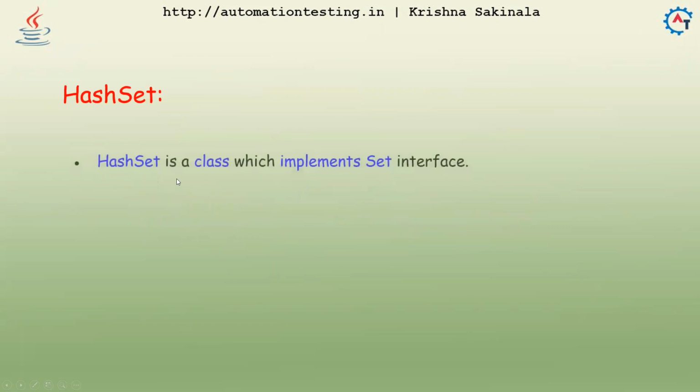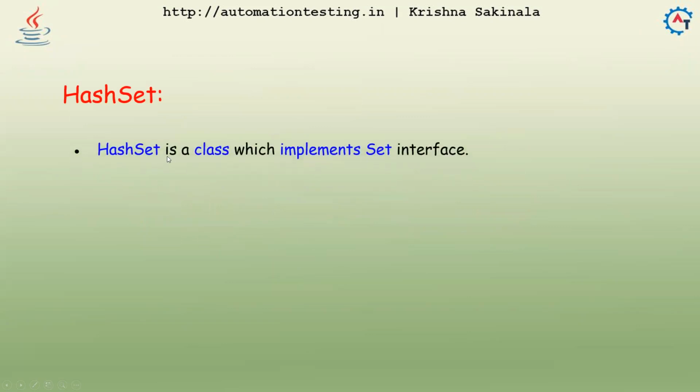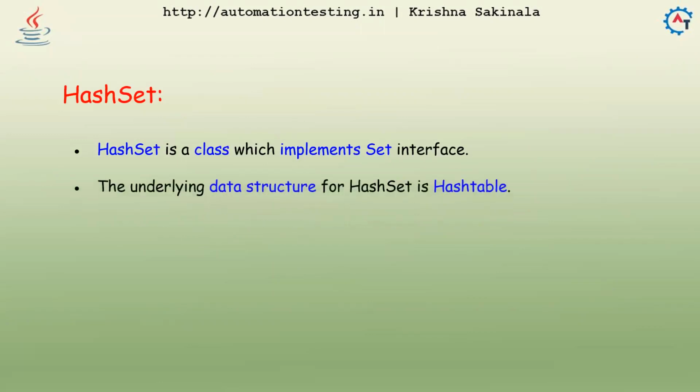HashSet is a class which implements the set interface. We already saw that it comes under the set interface. The underlying data structure for HashSet is a Hashtable. Duplicate elements are not allowed.